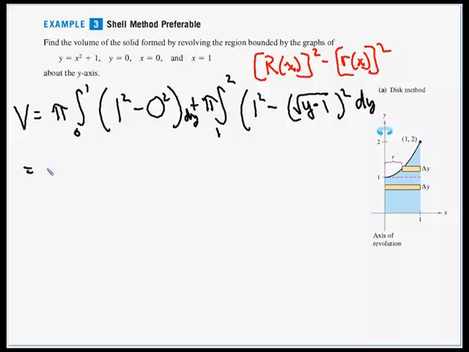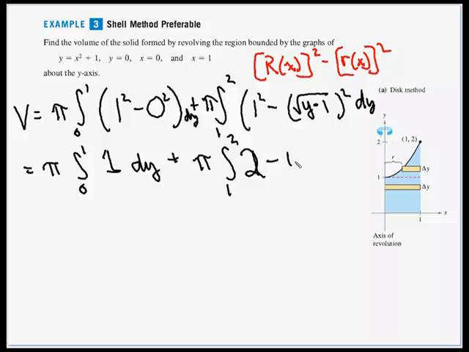So let's clean this up a little bit. We have pi, our integral from 0 to 1. 1 squared is 1, minus 0 squared is 0, so we just get 1 minus 0 is 1, dy, plus pi, integrated from 1 to 2, and then we have 1 minus, when we square the square root, that will cancel, and we distribute the negative, so it's going to be negative y plus 1. So that's going to change us to a 2 minus y. And then we're integrating with respect to y. So 2 minus y dy.